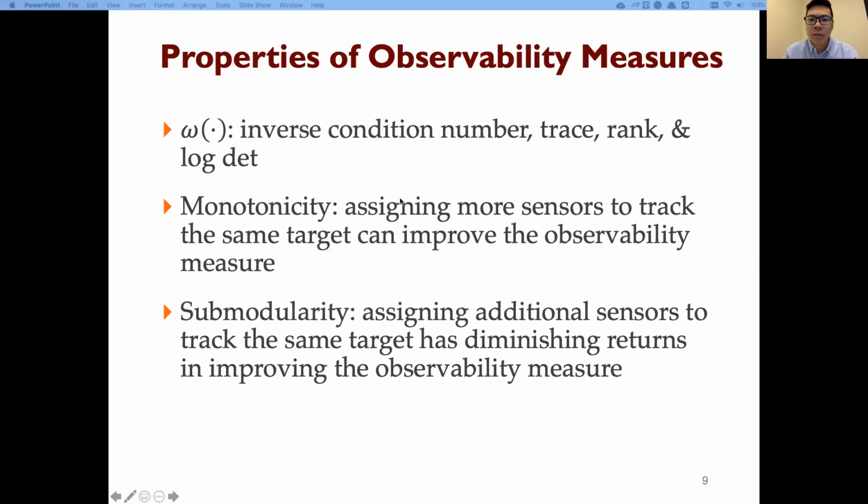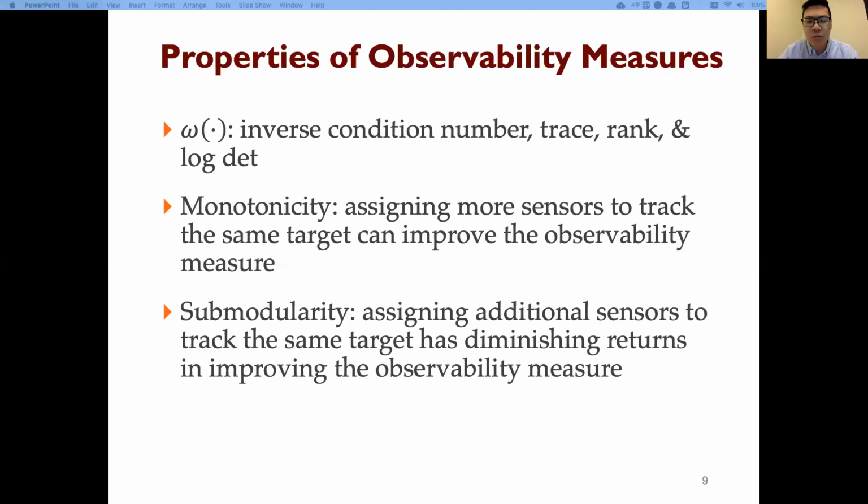So the first one is the monotonicity, which means assigning more sensors to track the same target can improve the observability measure of the target. The second property is the submodularity, which denotes that assigning additional sensors to track the same target has diminishing returns in increasing the value of the observability measure.